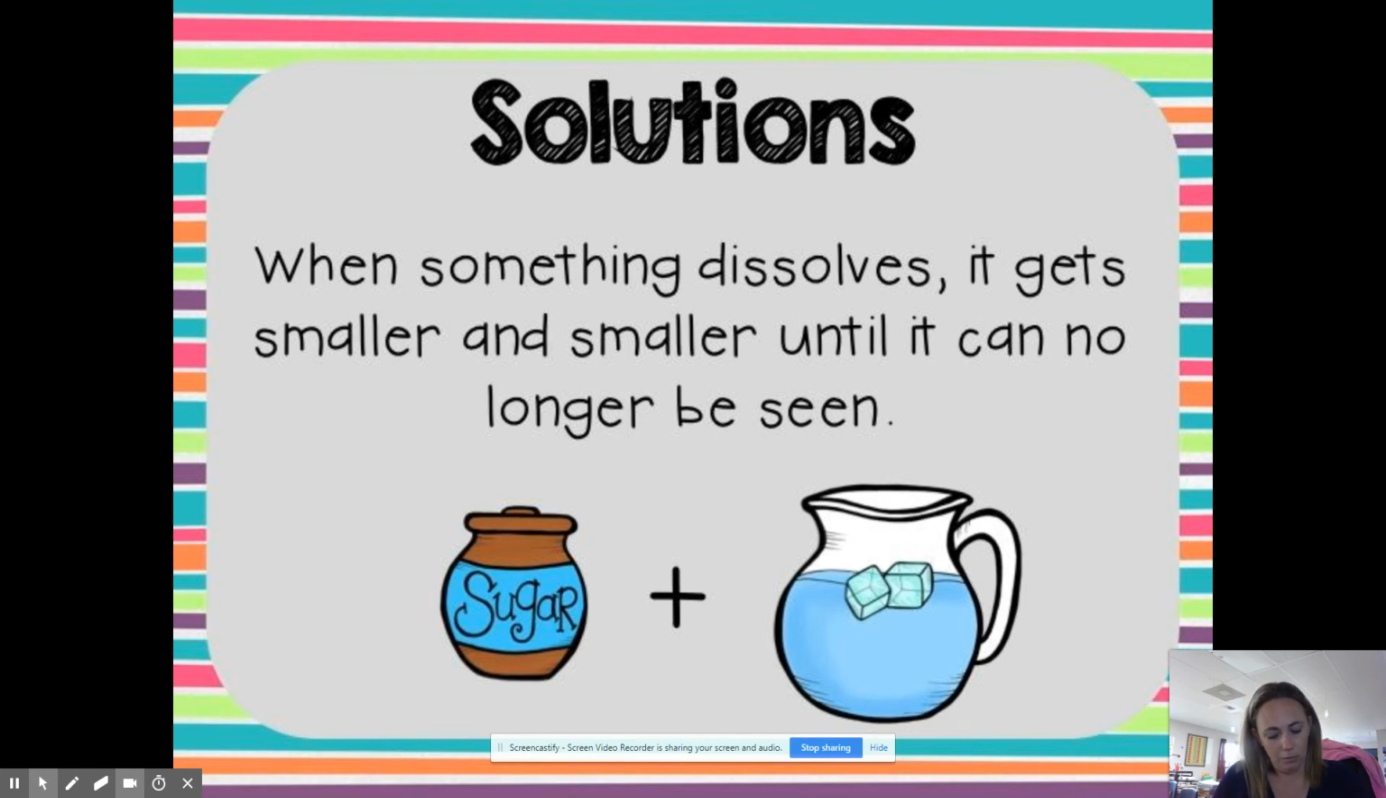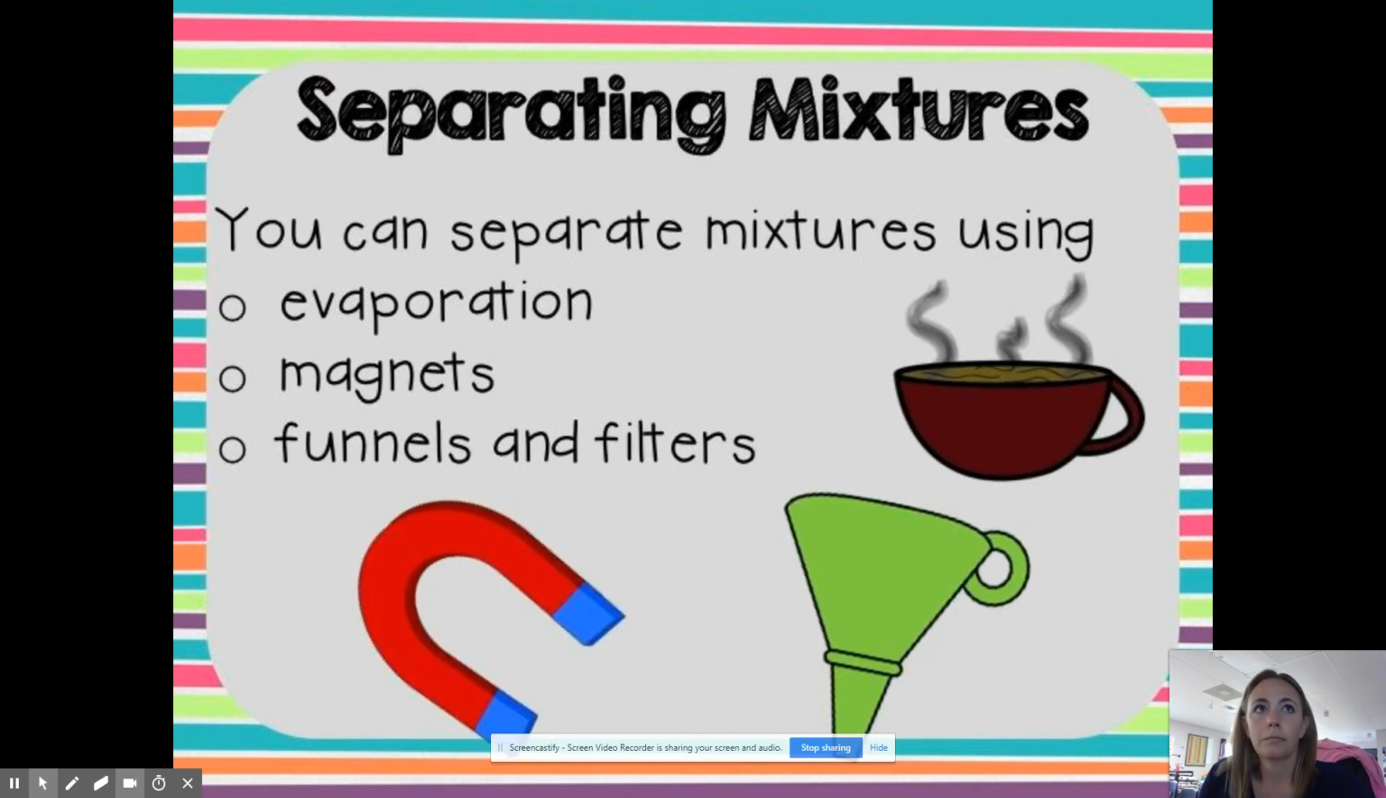All right, so solutions. When something dissolves, it gets smaller and smaller until it can no longer be seen. So they've got sugar plus water and an ice cube. All right, separating mixtures. You can separate mixtures using evaporation, magnets, or funnels and filters. Mixtures to separate using the tool.